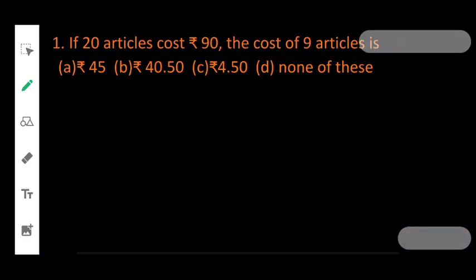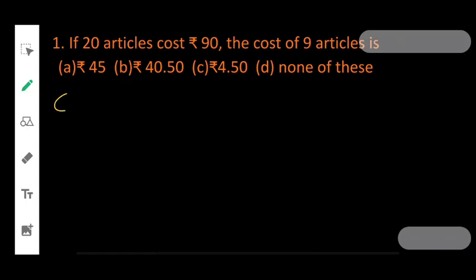So the first question we have: if 20 articles cost 90 rupees, the cost of 9 articles is option A 45, option B 40.50, option C 4.50 rupees, and option D is none of these. So the first thing you have to check is whether it is direct variation or inverse variation. If 20 articles cost 90 rupees, then if we increase the number of articles, obviously the cost will also increase. So this is a direct variation.